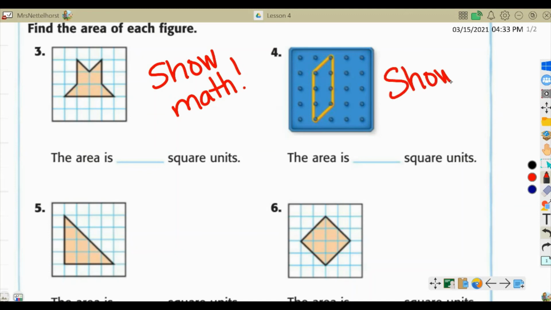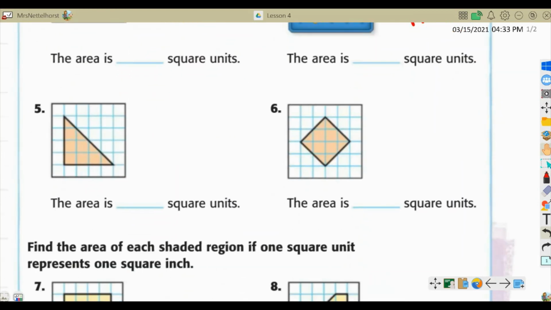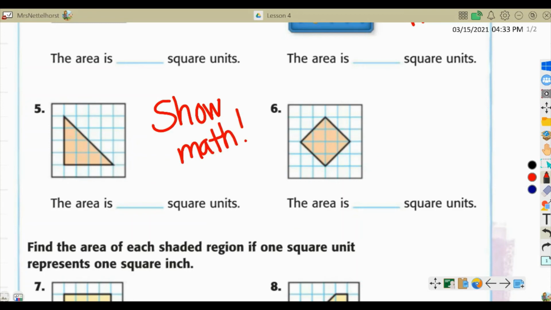Show math in this white space. Okay, down here, show your math, just like I was demonstrating for you. You get more right answers by doing plenty of work, and you get more wrong answers by cutting corners. So show your math for all 4 of these problems. It will not be considered complete if you don't, and I will send it back to you.